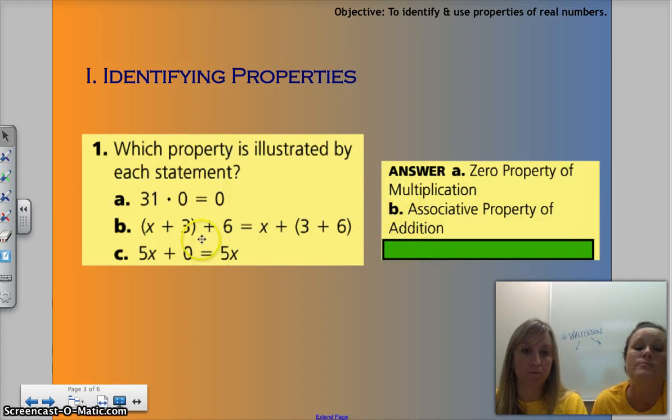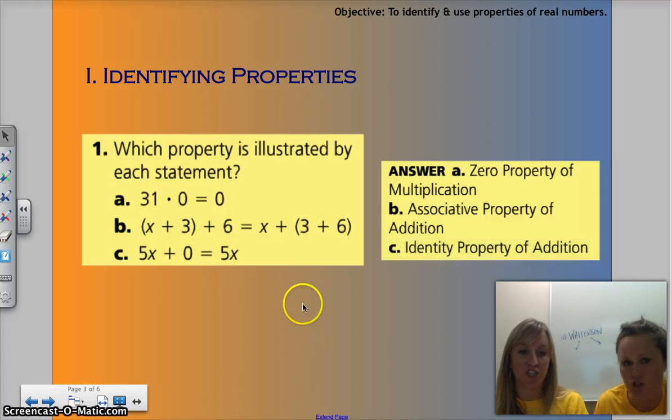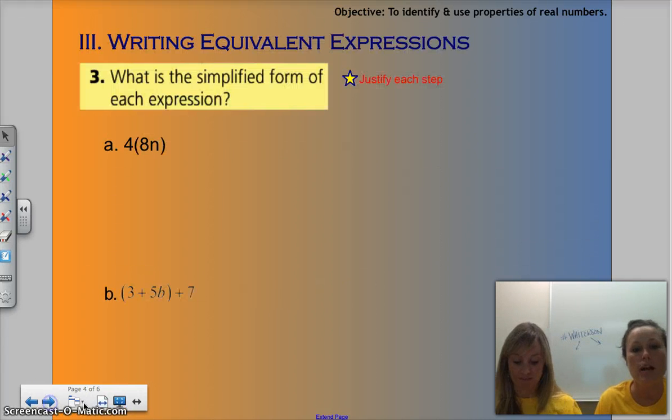Now this one is 5x plus 0 equals 5x. 5x goes in. We add nothing to it. It comes out the same identity. Identity property of addition. Awesome. Let's try again.